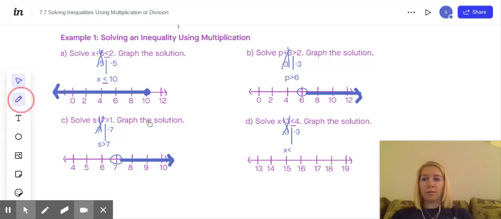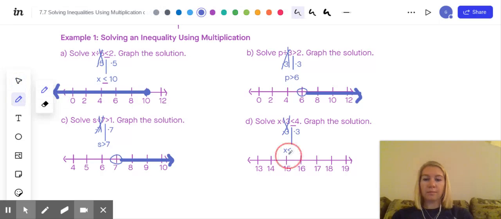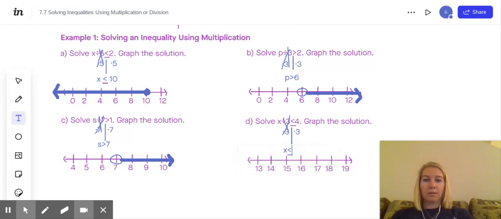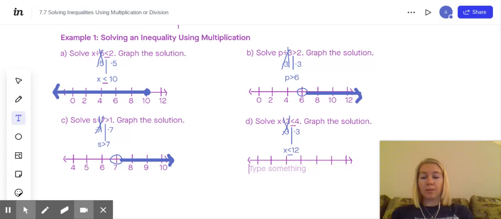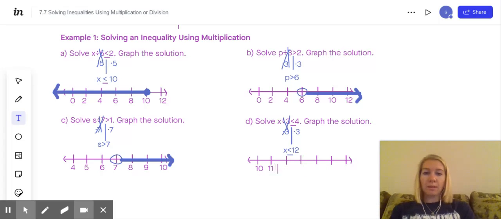X is less than or equal to, and then on the right, we have 4 times 3, which is 12. Now our circle is going to be closed because 12 is a solution to the inequality. It's x is less than or equal to. So, and I see I needed to change my graph here. I don't have enough numbers to get to 12. So let's see, I'll start at 10, 11.